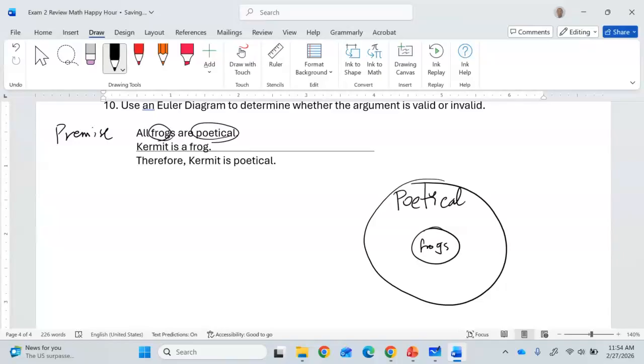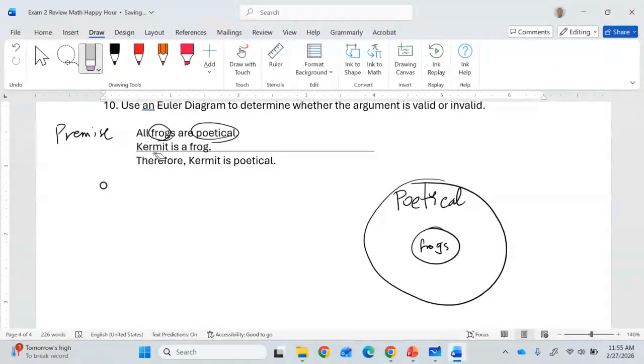This is very similar to saying that a state is part of a country, like saying Texas is part of the US. Well, it's not the only one. There are also other states such as Arizona, Florida. But in this case, we're only talking about frogs, so we have only one circle that represents frogs and a larger one that has everything that is poetical.